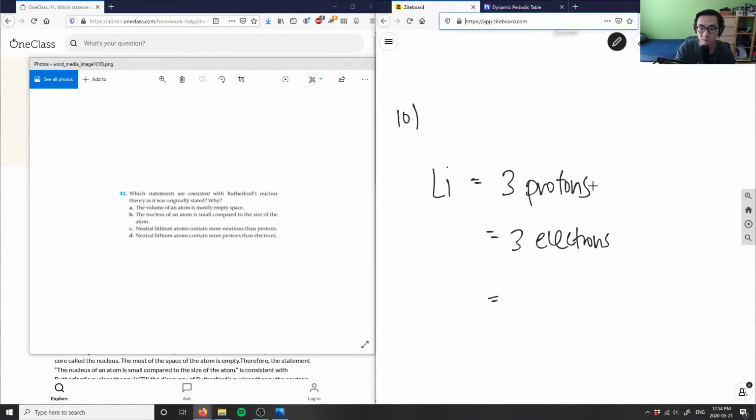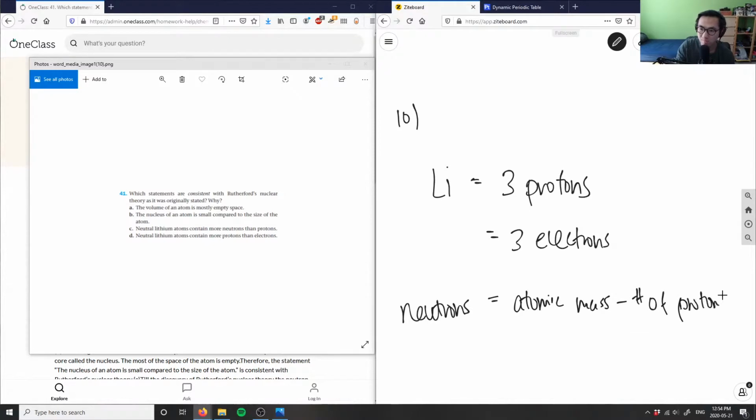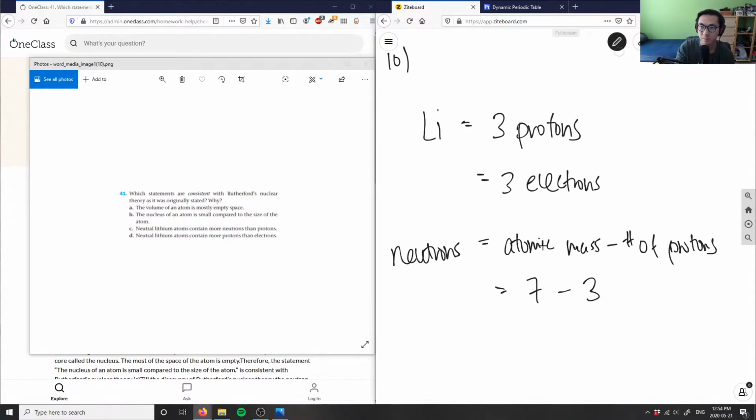So the number of neutrons equals my atomic mass minus the number of protons. I round the atomic mass to 7 and subtract 3 for the number of protons, so my number of neutrons equals 4. So for C, neutral lithium atoms contain more neutrons than protons, which is correct, but is it consistent? We don't know. D says neutral lithiums contain more protons than electrons. This one would have to be false, so we know off the bat that D is false.